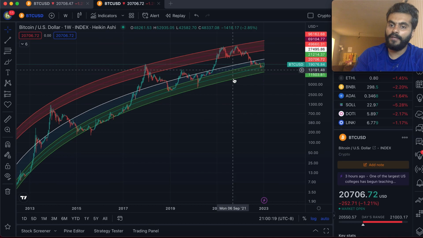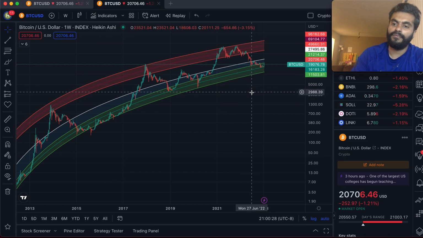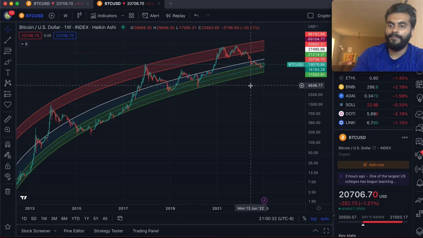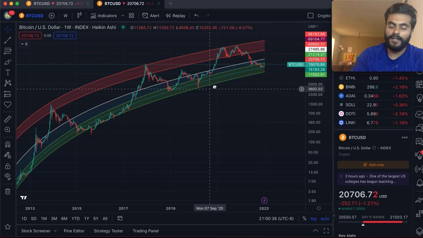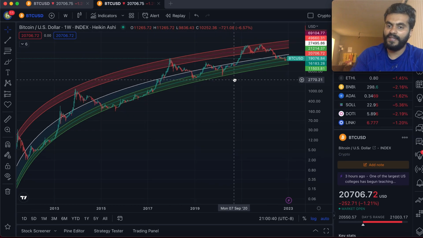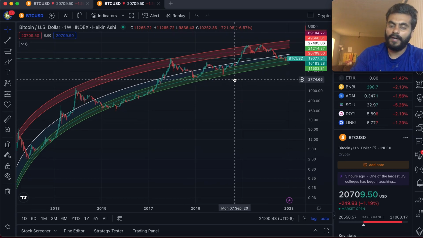The undervaluation band starts from $21,214 and ends at $11,500. So that is the undervaluation territory as of now for Bitcoin, and the midpoint is at 16,183. And so that is how these prices are at this point in time.